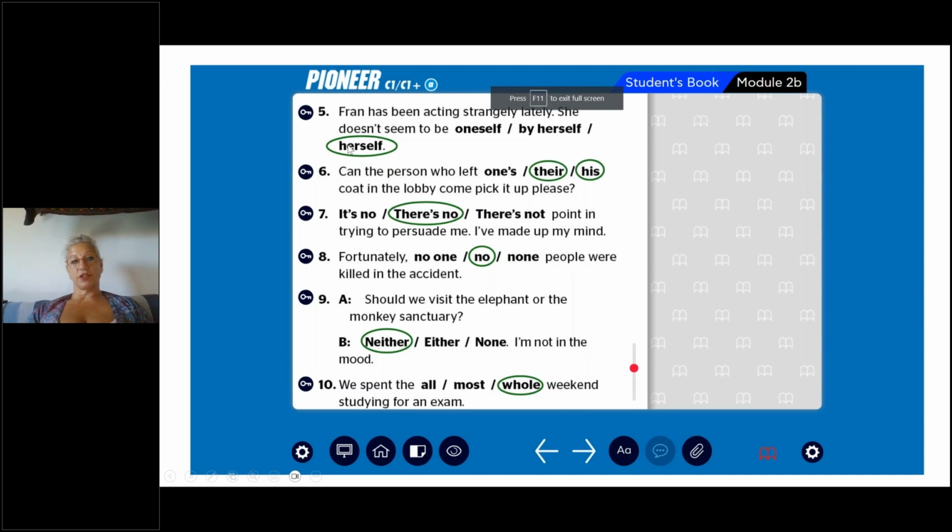So if we just have a look at this one: Fran has been acting strangely lately. She doesn't seem to be, and someone says, by herself. Then there's lots of questions to ask. Why would you say that? Oh, because I know that Fran lives alone. Maybe that's what came up in the text, that Fran lives alone. And you know, she wasn't talking the way in which she normally does, or we had a telephone call and the way in which she was speaking, it seemed like somebody else was in the house.